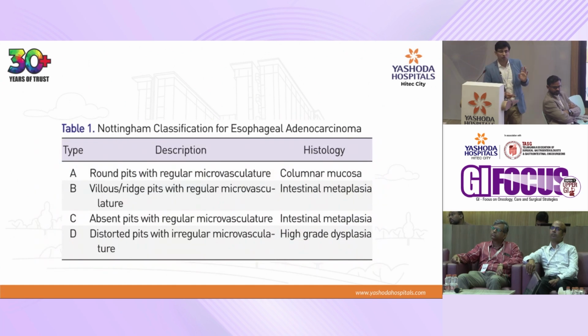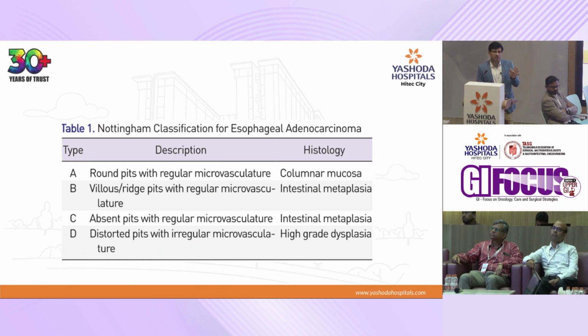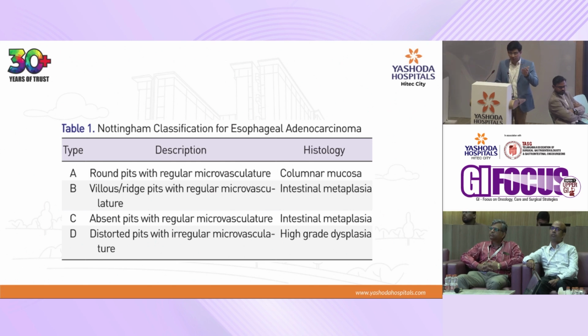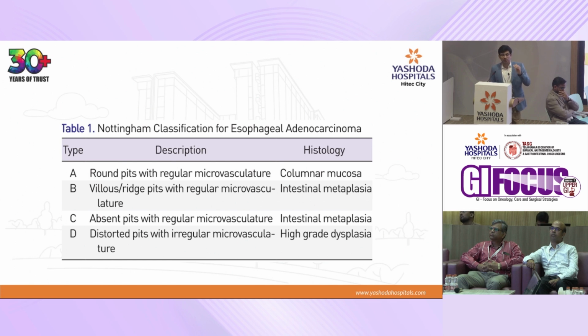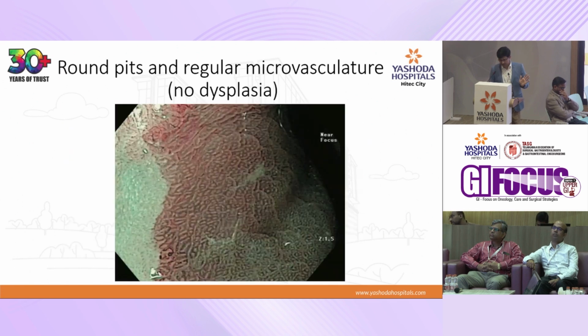Based on this, there is the Nottingham classification, where if the pits are round with regular vasculature, it is normal, no dysplasia. You need not biopsy it once it is diagnosed. And if the same pits are distorted with irregular vasculature, you are sure that it has high-grade dysplasia. You can go for biopsy or resection.